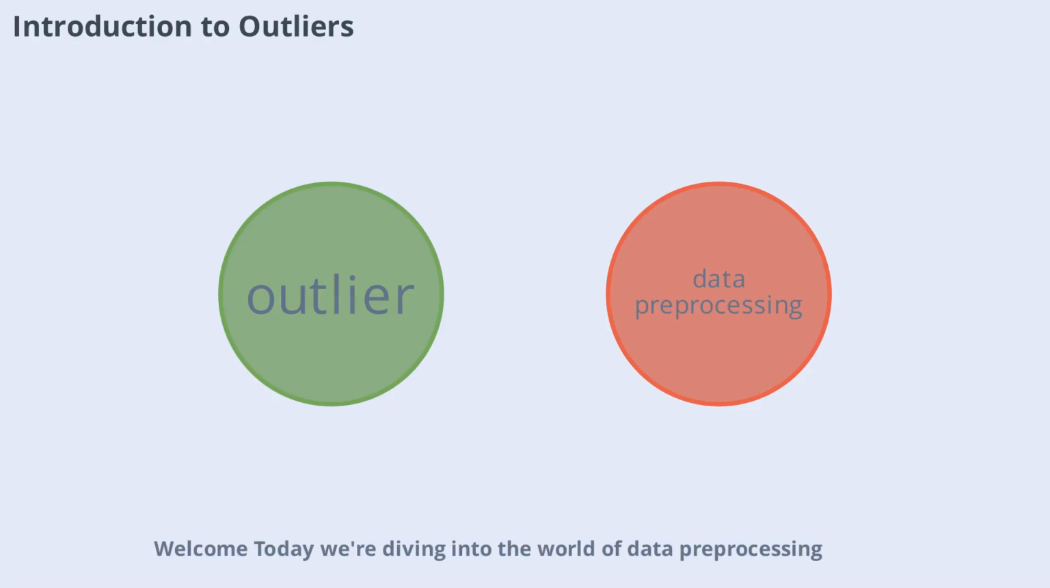Today we're diving into the world of data preprocessing, focusing on a critical aspect, dealing with outliers. Outliers are data points that significantly differ from other observations. They can arise due to measurement errors, data entry mistakes, or genuine variability in your data. If not handled properly, outliers can skew your analysis and lead to misleading results. In this video, we'll explore why outliers matter, how to detect them, and practical strategies to manage them effectively.